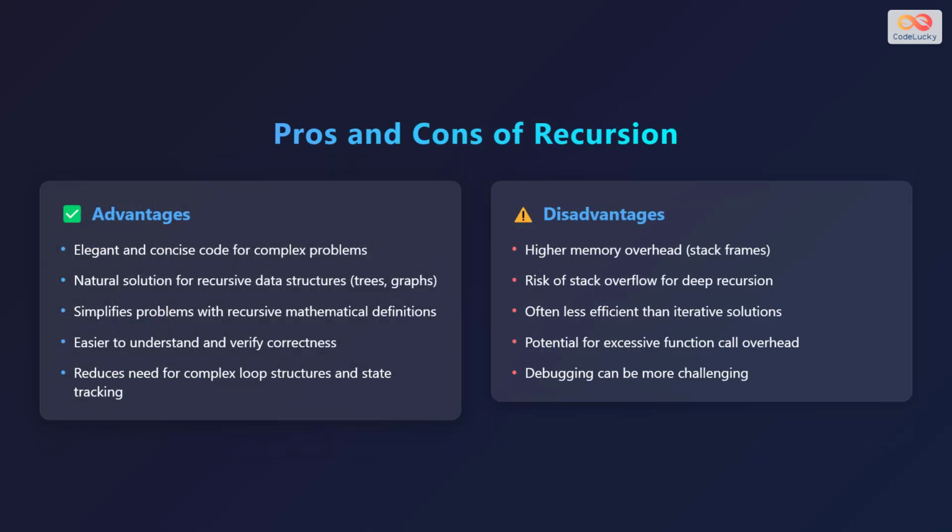Let's examine the advantages and disadvantages of using recursion. Recursion offers elegant and concise code for complex problems. It provides a natural solution for recursive data structures like trees and graphs. It simplifies problems with recursive mathematical definitions and can be easier to understand and verify for correctness. It also reduces the need for complex loop structures and state tracking.